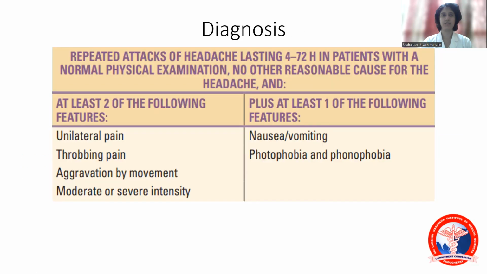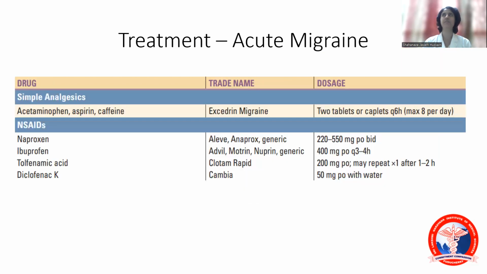So going to the next slide. So how do we treat migraine? Treatment of migraine can be divided into two: the treatment of acute migraine and prevention. The treatment of acute migraine depends on the intensity, if it's mild, moderate, or severe.